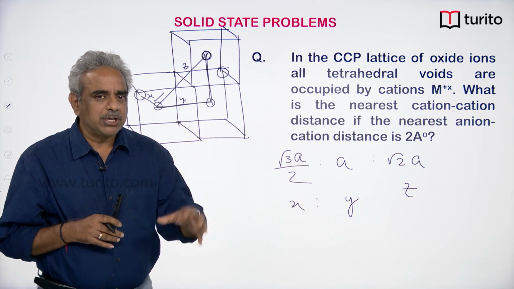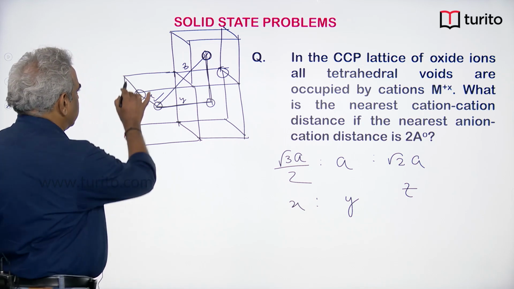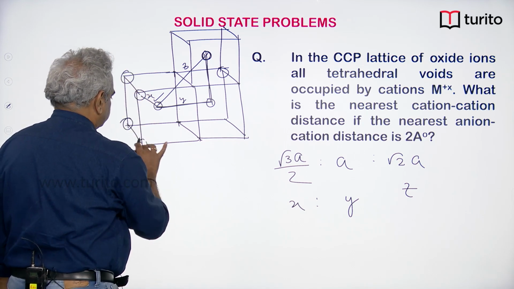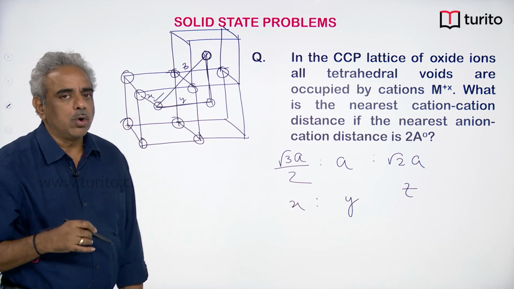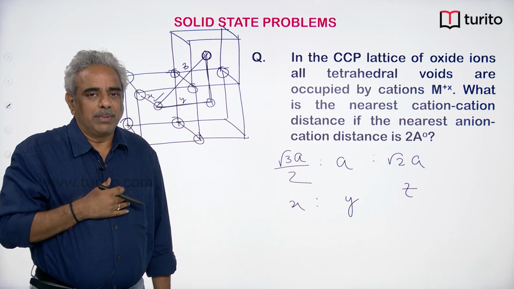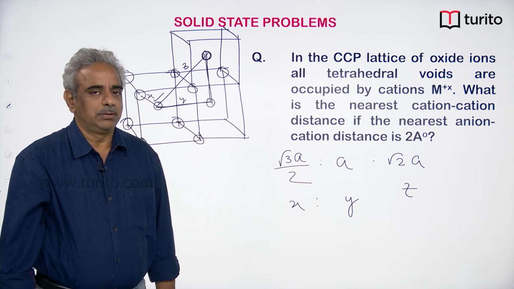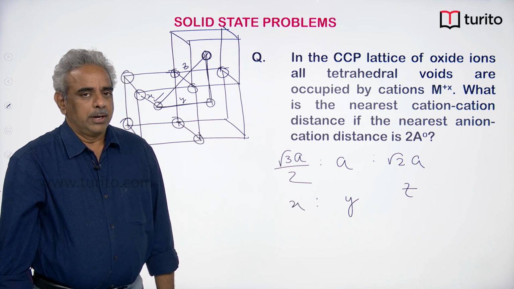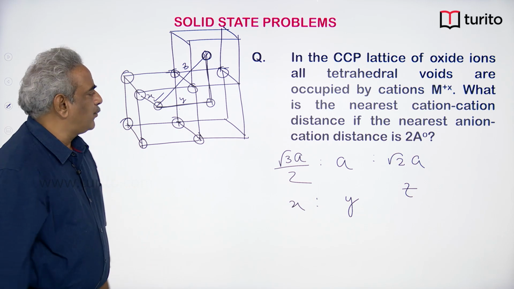What is the coordination number of this sphere? 8, because every corner has a sphere. 8 is the coordination number. What is the second coordination number? Means other than these 8, what is the next best number? Next nearest neighbors. Where do you find? Here.